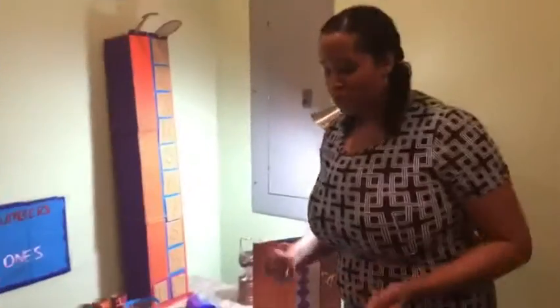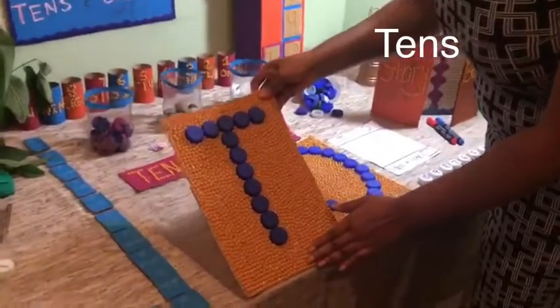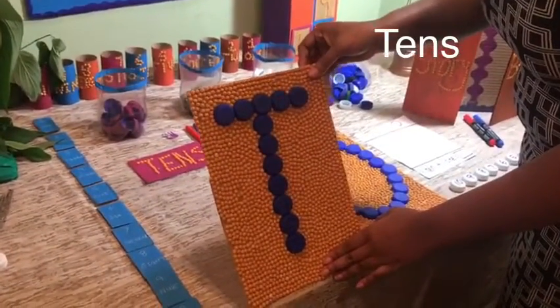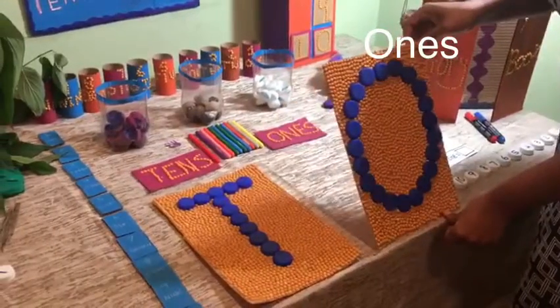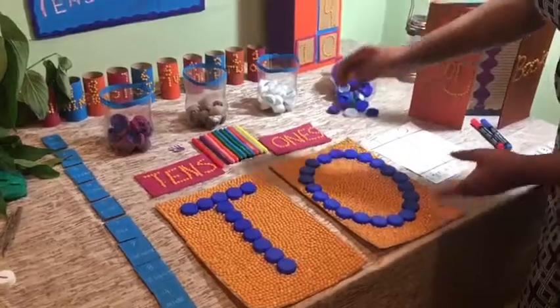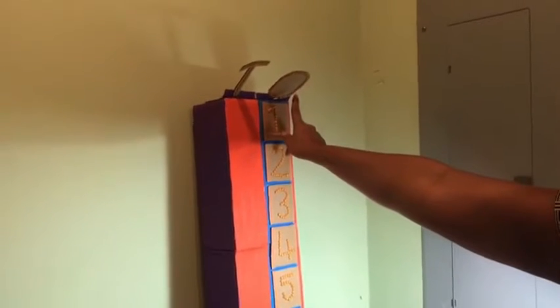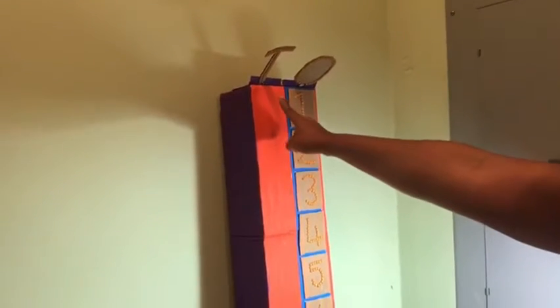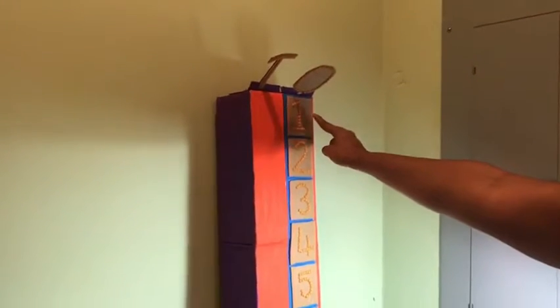So students, you all remember I just explained that T represents the word tens and O represents the word ones. But how can we use tens and ones? Let's look at our chart. We have tens and ones. So there are two columns with tens and ones. So let's count together, students.